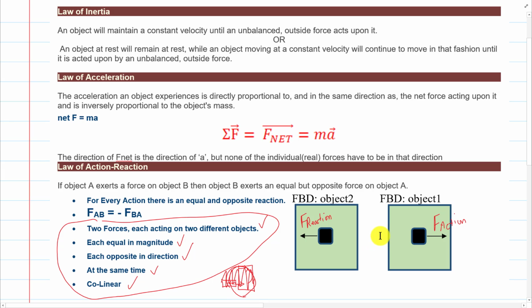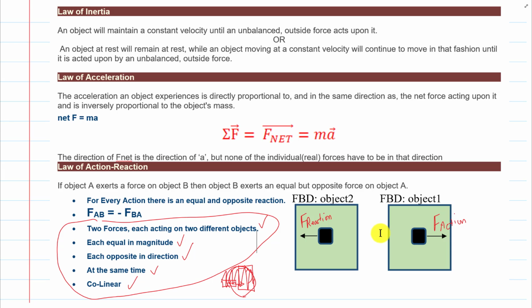It's like you pushing on a wall. You don't think that the wall pushes back, but it does. Number one, you feel it. Number two, put yourself on a skateboard and then push on the wall. All of a sudden, you're moving away from the wall. What was the force on you that moved you away from the wall? The wall pushed on you. You pushed on the wall, the wall pushed on you.